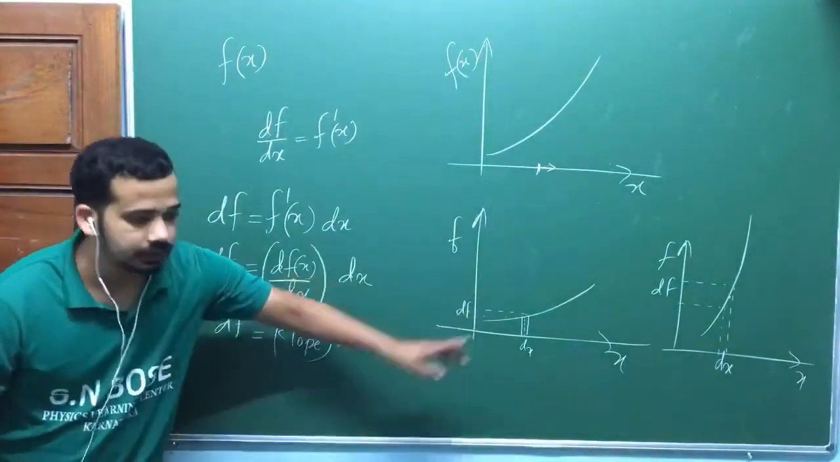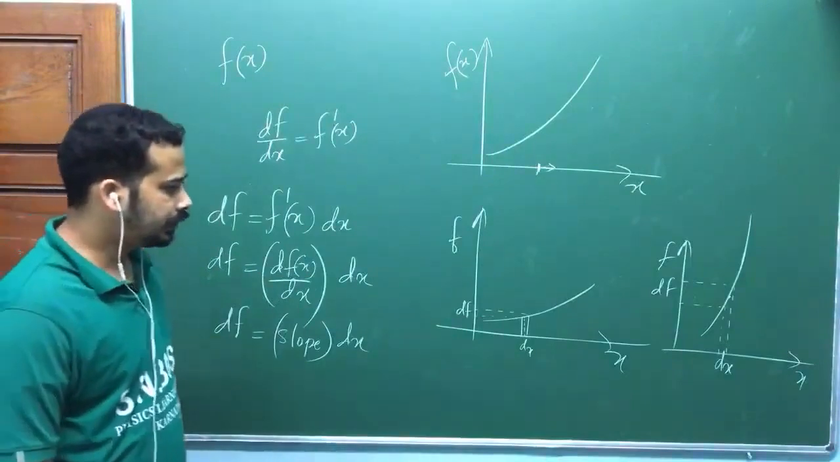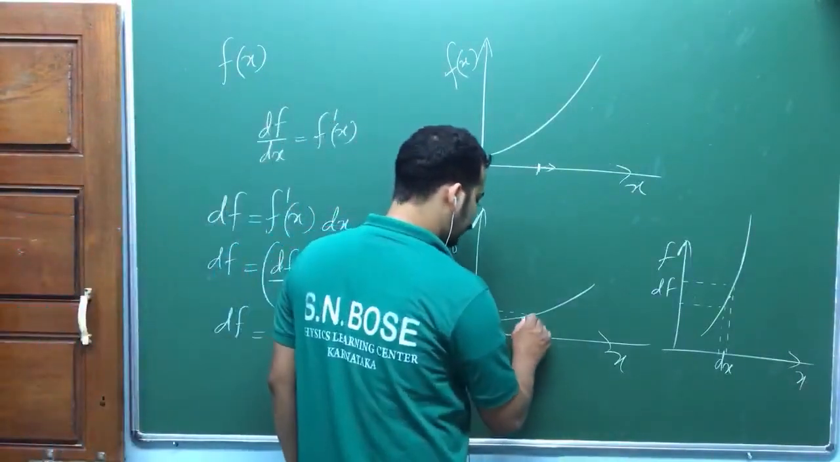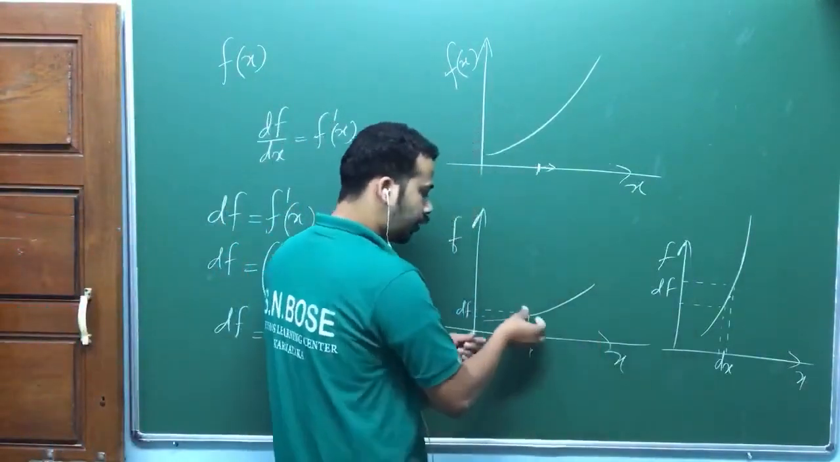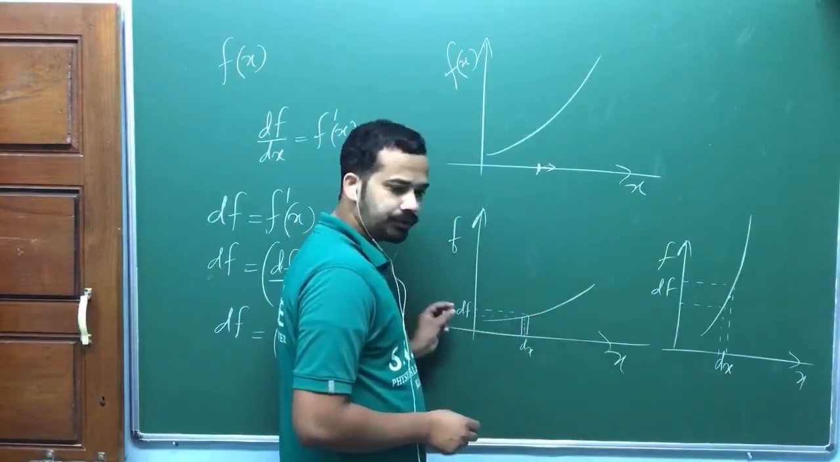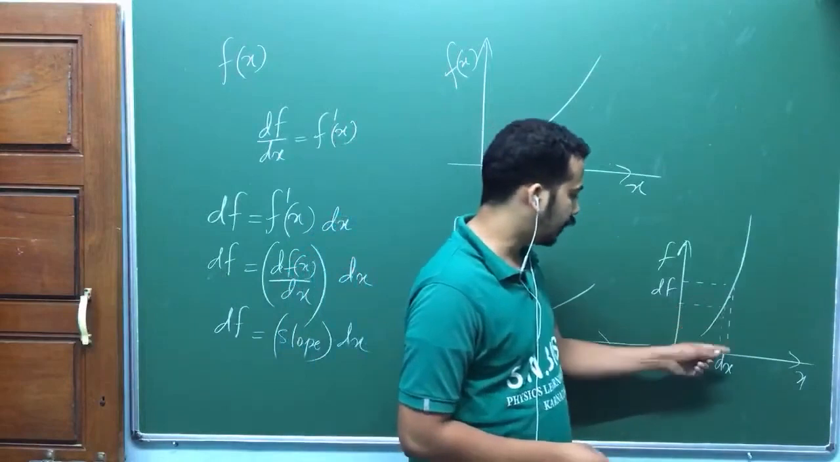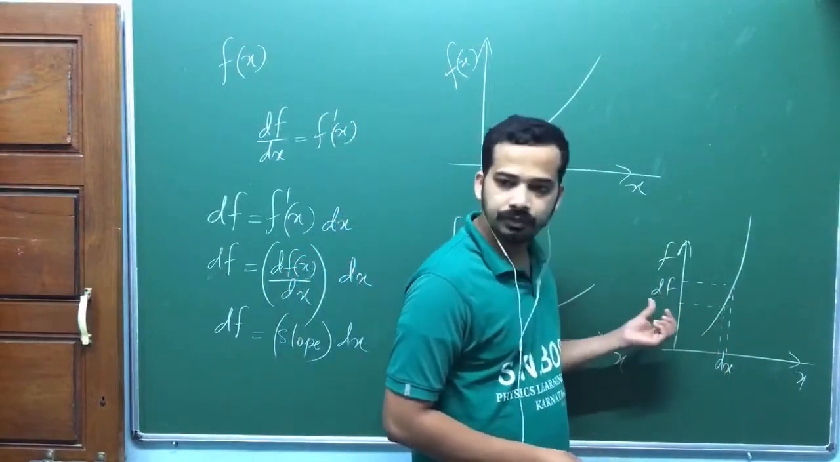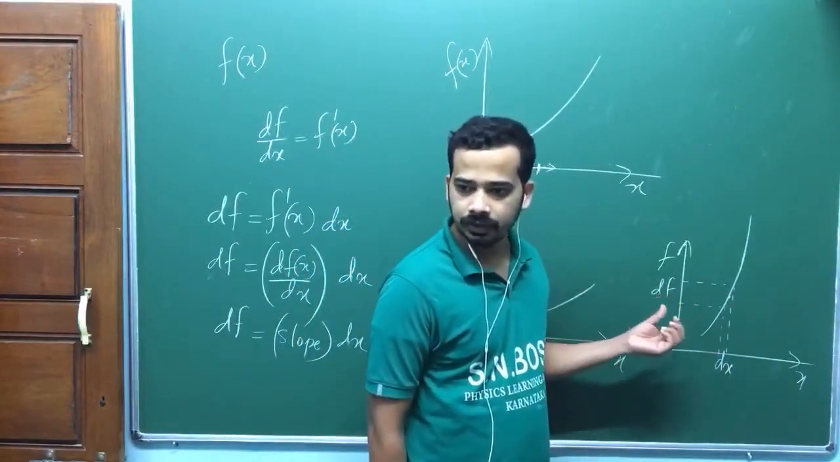Is that okay? You can take this idea. This is the best idea. Now you can say at this point the slope is very low. That's why when you change x, f changes by a small amount. Here the slope is high. When you change x, f changes by a large amount, isn't it?